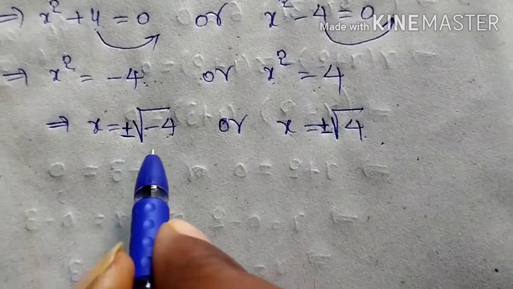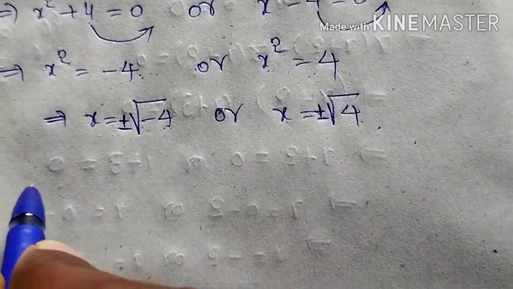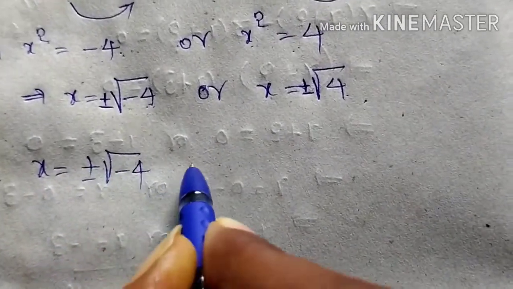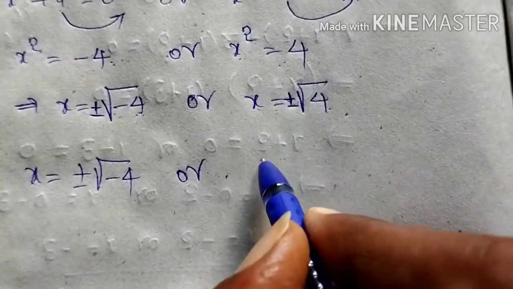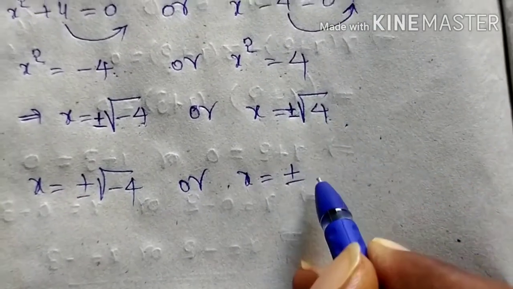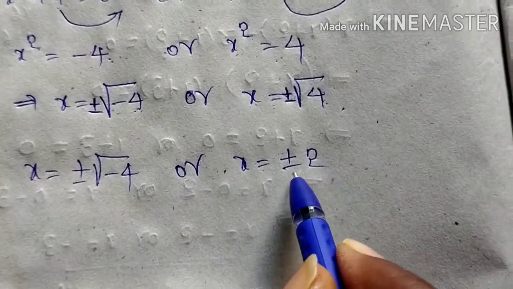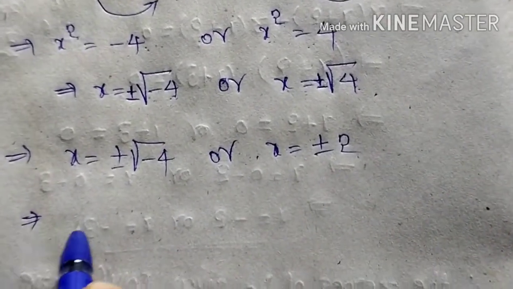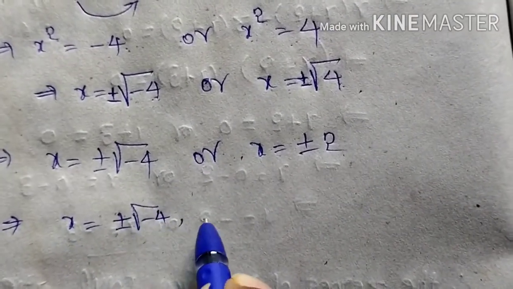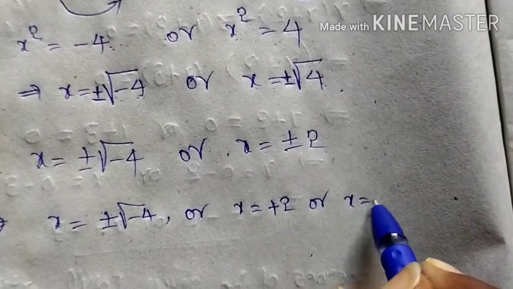Yes or no? See, is it possible to simplify? It is a negative number inside the square root. So your answer is just like that only: x is equal to plus or minus square root of minus 4. Here x is equal to plus or minus square root of 4 means it is 2. Yes, you can write here 2. That means x is equal to either plus 2 or x is equal to minus 2. Therefore x is equal to plus or minus square root of minus 4, or x is equal to plus 2 or x is equal to minus 2.